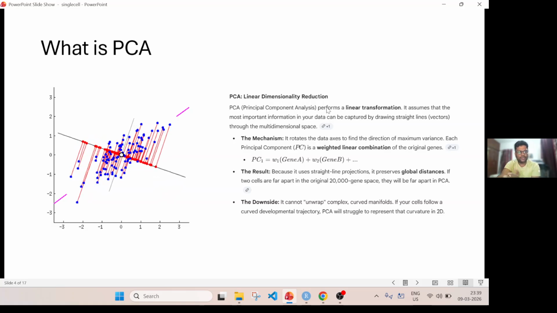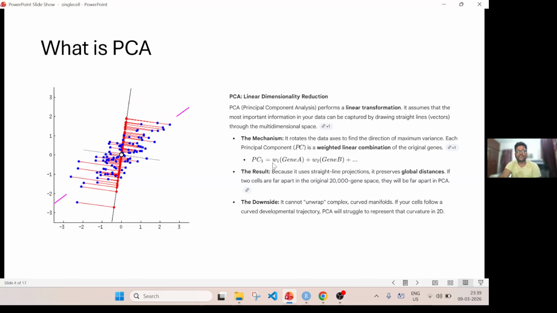In the next videos downstream of the single cell analysis, you will see UMAP and t-SNE. Those are non-linear, whereas PCA is linear. I will talk about the difference between those, but you get an idea. PCA performs a linear transformation. It assumes that the most important information in your data can be captured by drawing a straight line through the multidimensional space. That's why it's linear, a straight line. That's how it derives the information.